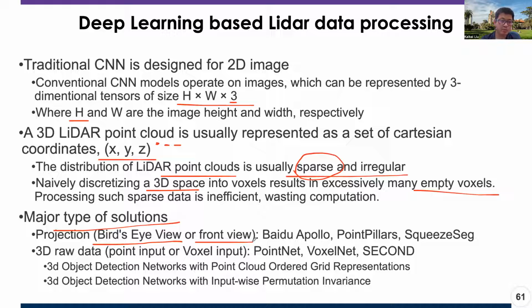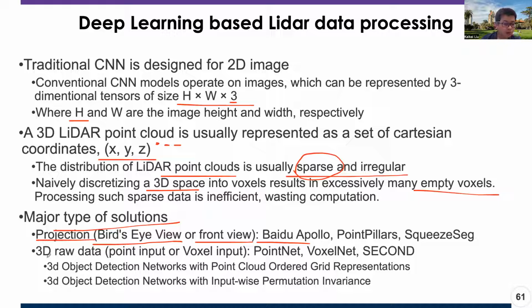If it looks like an image, then we can apply the existing convolutional neural network-based approaches to extract features, detect objects, and potentially do segmentation. So these are some of the basic approaches. You can do the projection. Many solutions, including Baidu Apollo, and other solutions we see belong to that category.